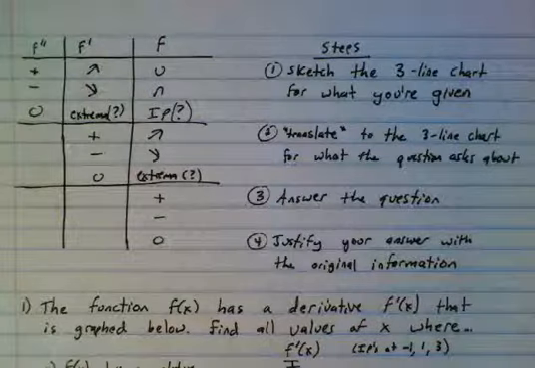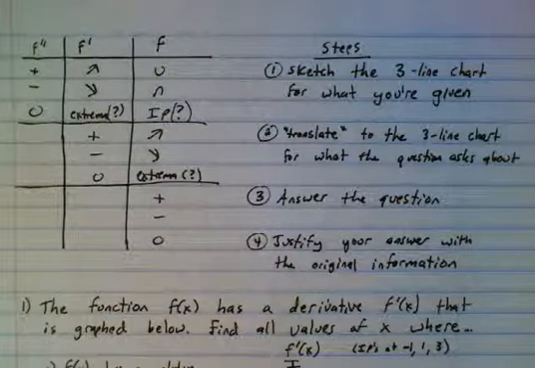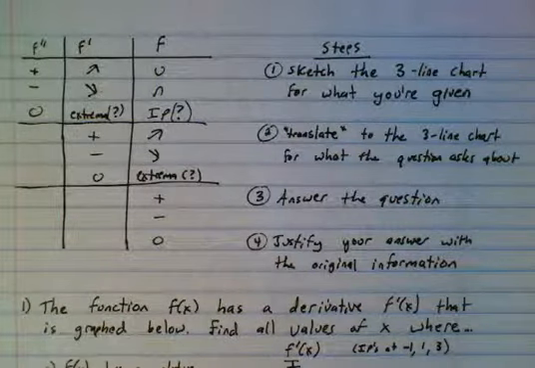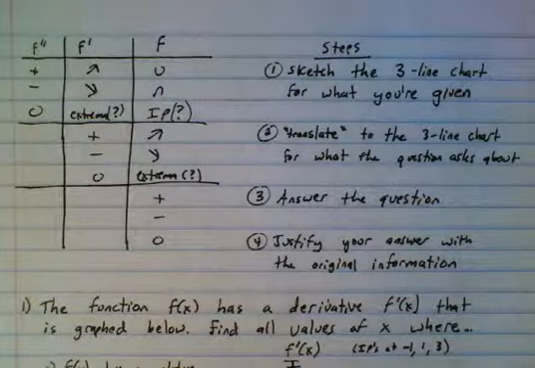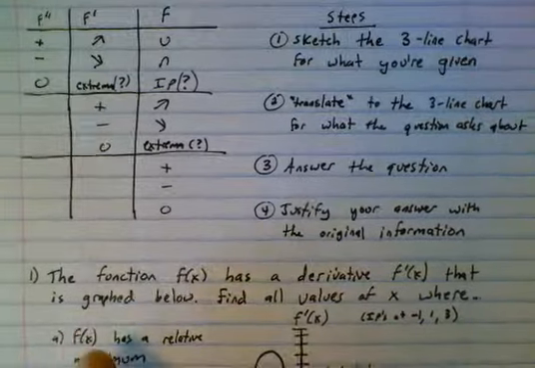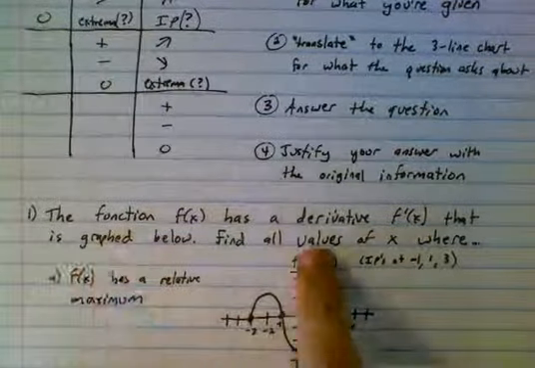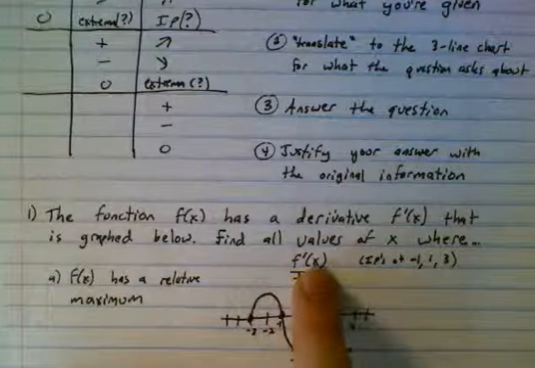One of the major uses of the three-line charts is that it allows us to answer questions about one level, so for example f of x, typically if we know something about a different level, often f prime, sometimes f double prime. So what we're going to be looking at in this lesson are problems like this, where we're told something about the function f of x. It has a derivative f prime of x, and that derivative f prime of x is graphed below.